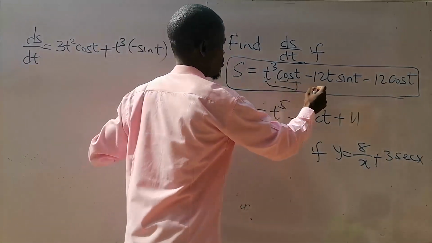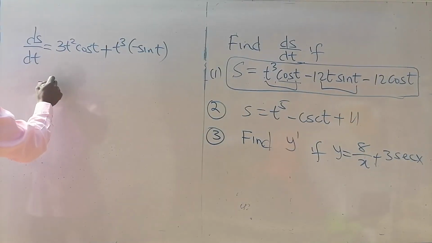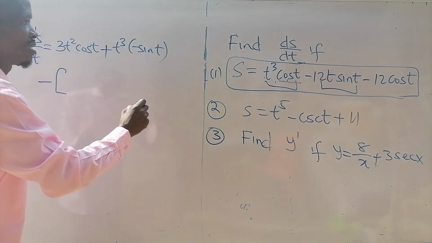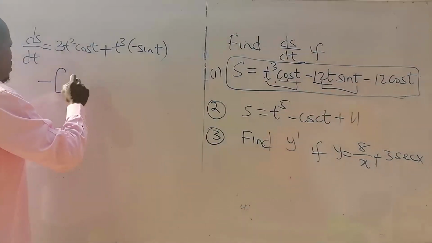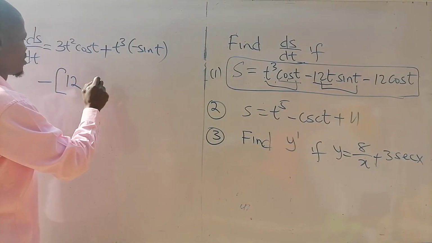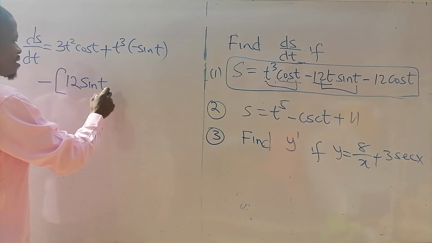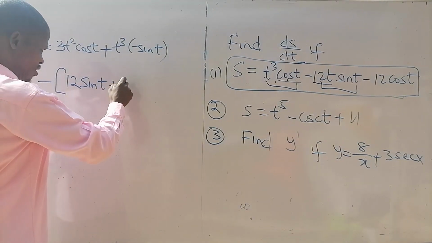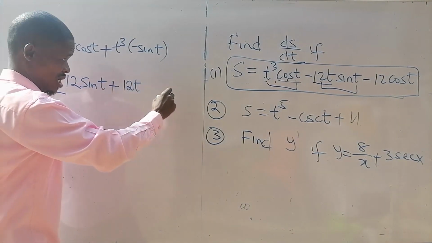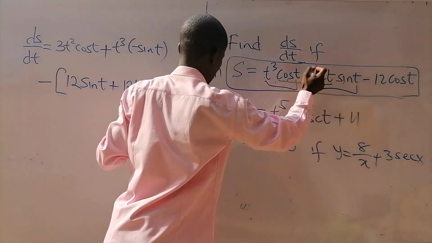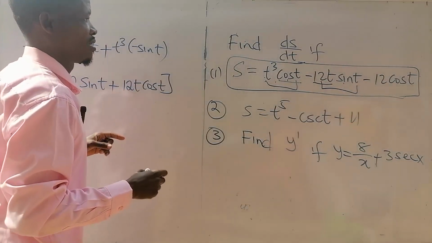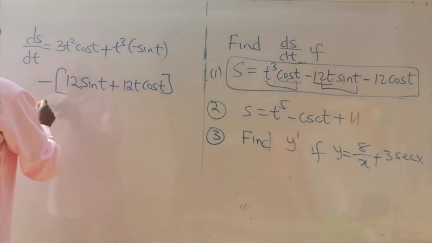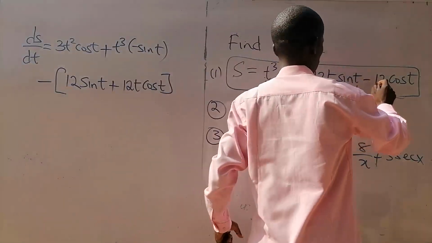Then here also is a product rule. So there's a minus there. I'm going to open the brackets. I'm going to take this one as the first one, 12t. That'll be 12. I'll keep the second one constant, then plus. I'll now keep the 12t constant and differentiate the sine t, which will be cos t. Close your brackets.